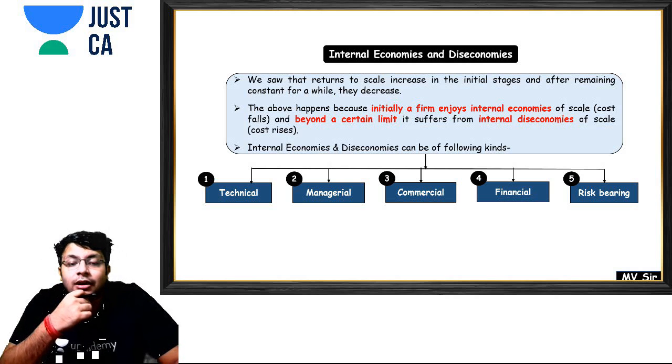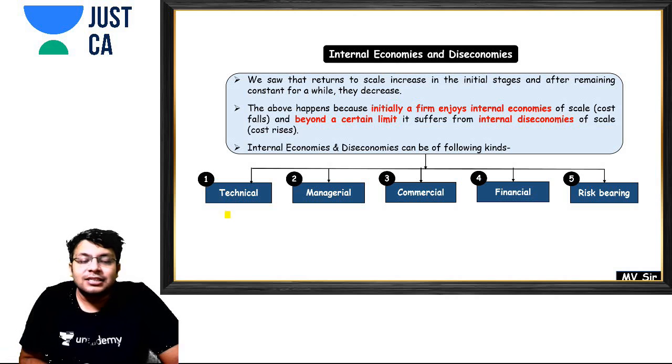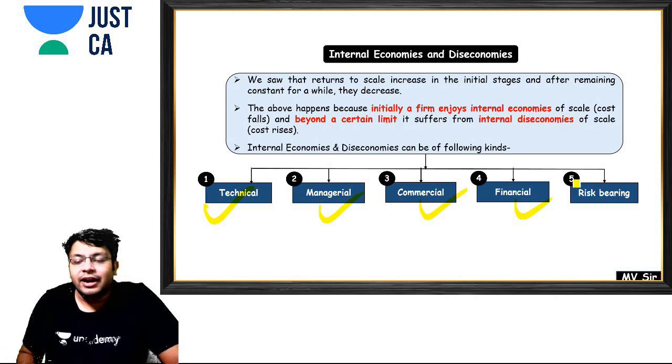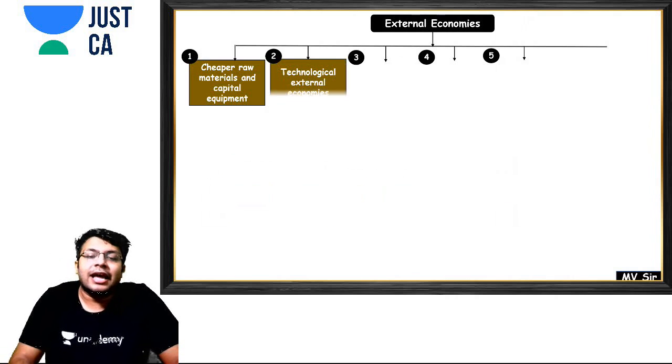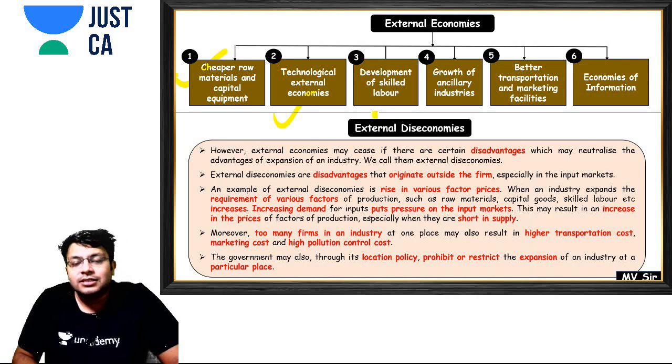Yes, so this is a bit less important. There are 5 types of internal economies and diseconomies: technical, managerial, commercial, financial, risk bearing. And the last point is external economies. Cheaper raw materials, technology. External economies: development of skilled labor, growth of ancillary industries, better transportation, and economies of information.